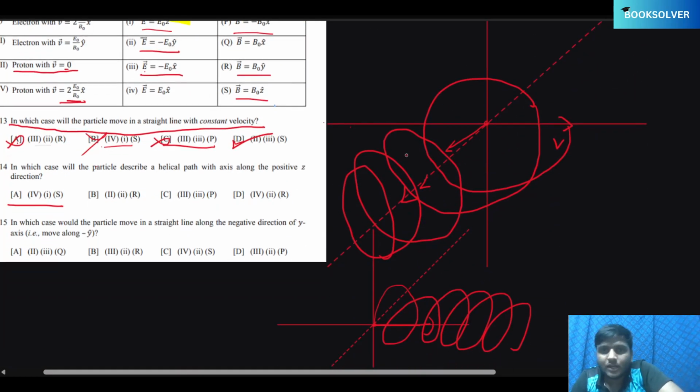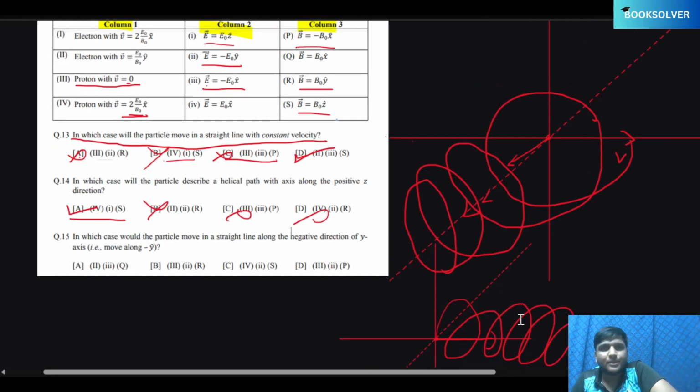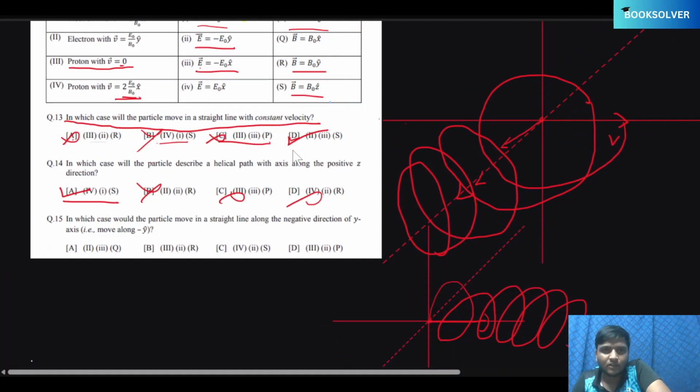So I have shown you clearly that this is the only helical motion possible. So we can mark our option A as this is a single correct option. So we do not need to see all of the options here. Like in the previous question, it was obviously the DS option that was the answer, so we had to check all of them.